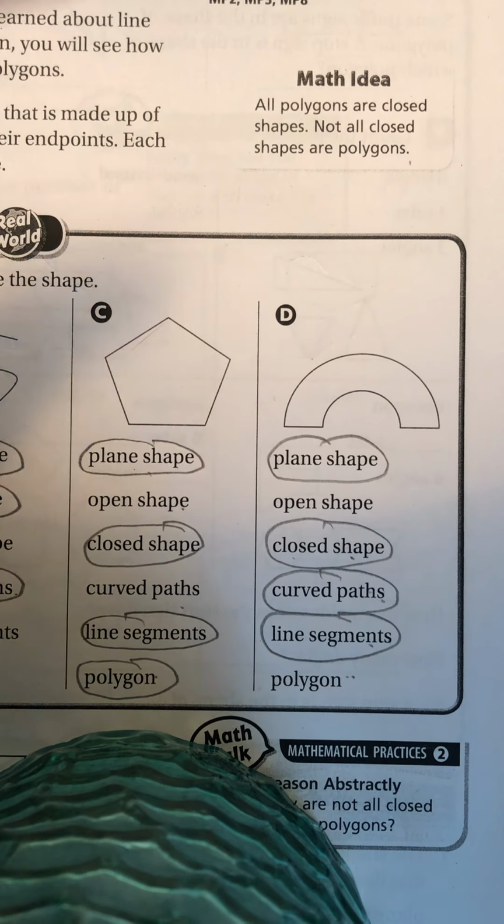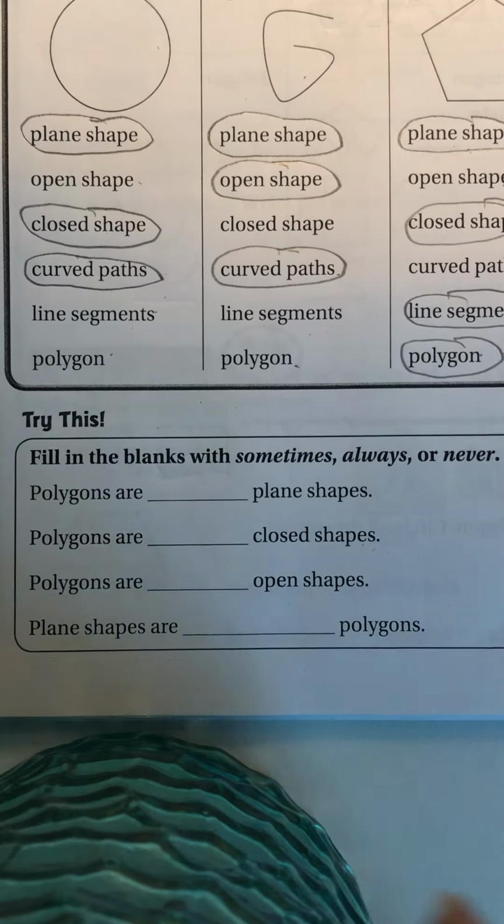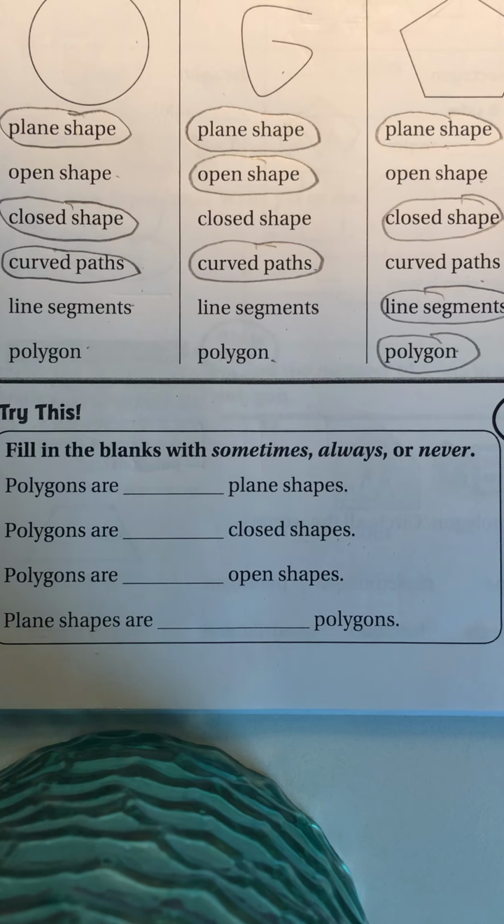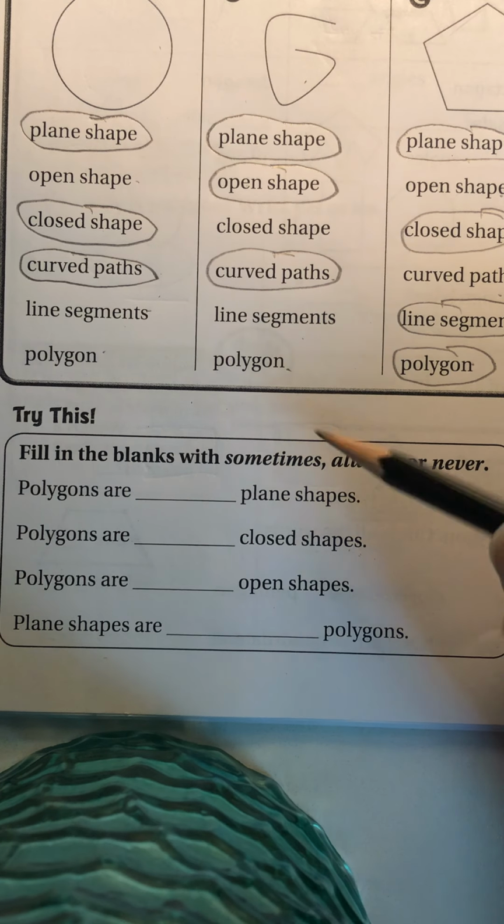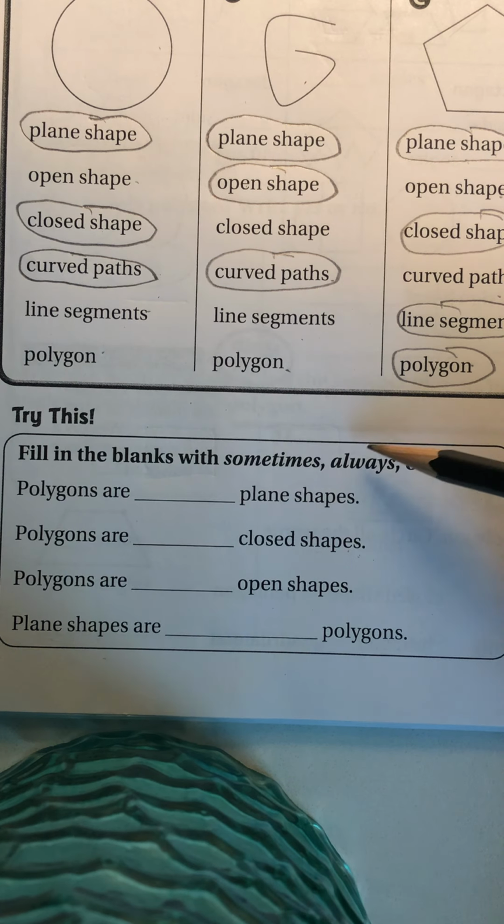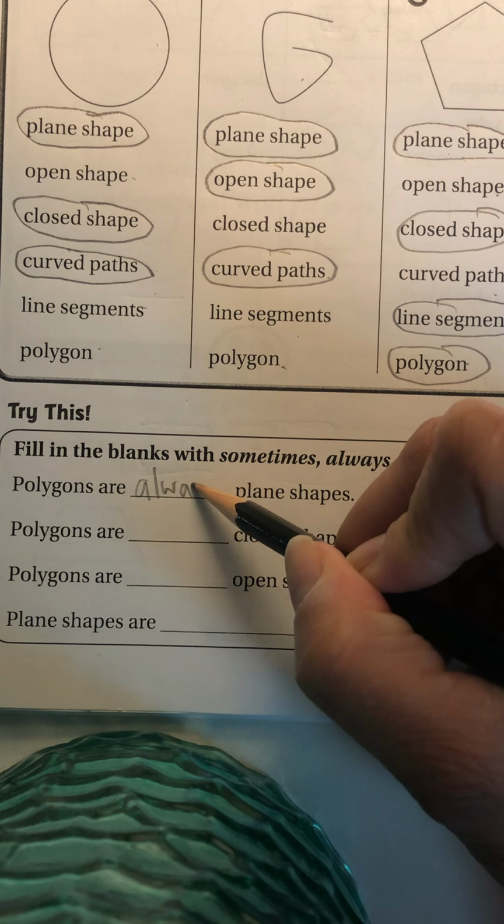Okay? Now it says try this. Let's go to the bottom. And it says fill in the blanks with sometimes, always, or never. Polygons are blank plane shapes. Are they sometimes, always, or never plane shapes? Always. So please write that on the line.